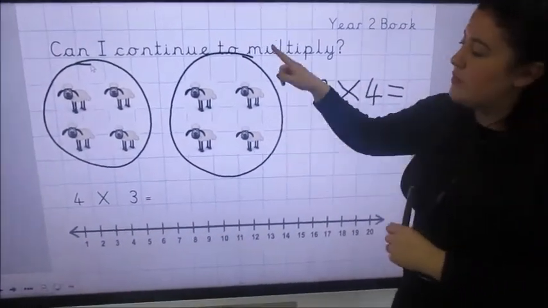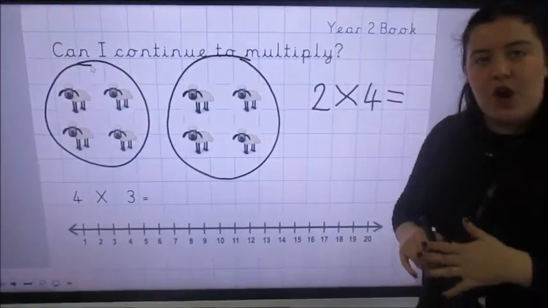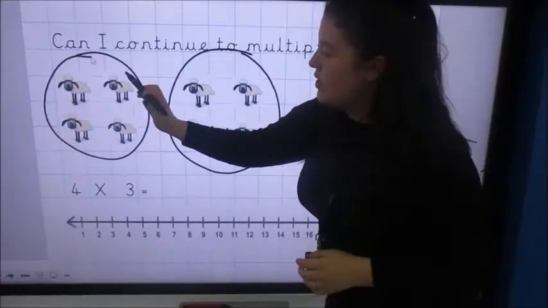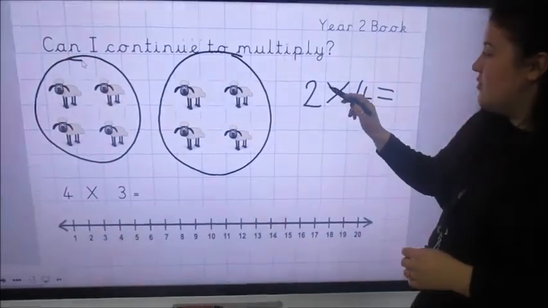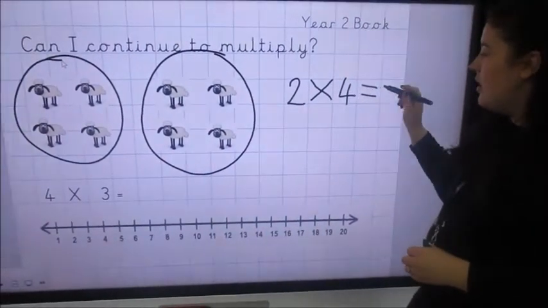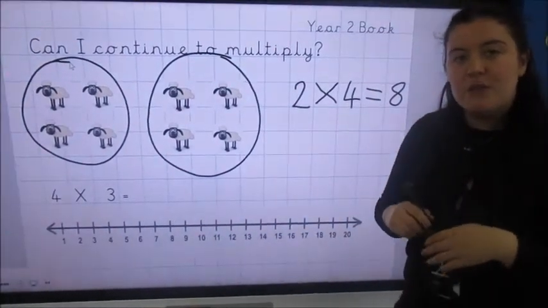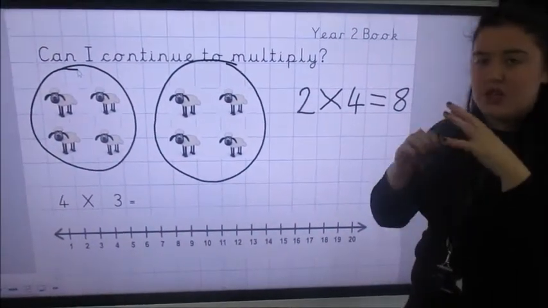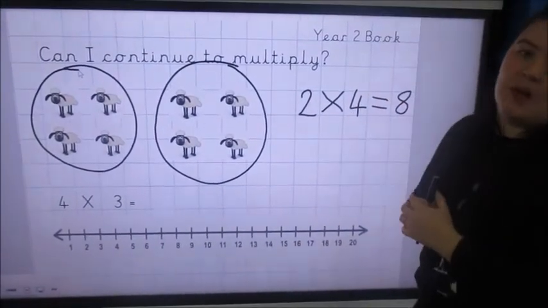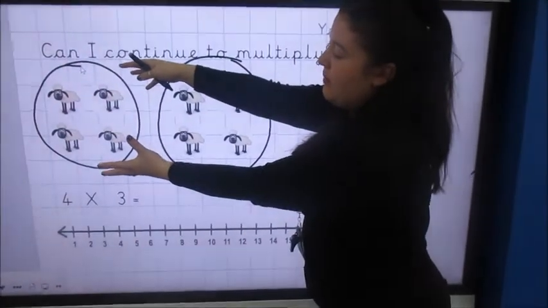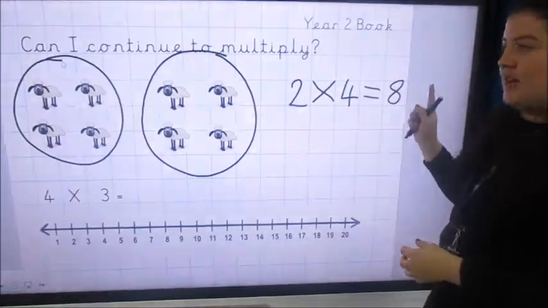We've got 2 groups of 4 objects. So now we need to count how many we've got all together. 1, 2, 3, 4, 5, 6, 7, 8. So 2 lots of 4 equals 8. Okay, and that's what you're going to be asked to do in your workbooks today. You've got to look carefully at the pictures and find out what the multiplication sum is, okay? 1 group of 4, add another group of 4 because you are multiplying it, equals 8.